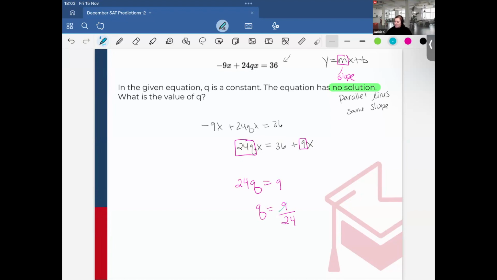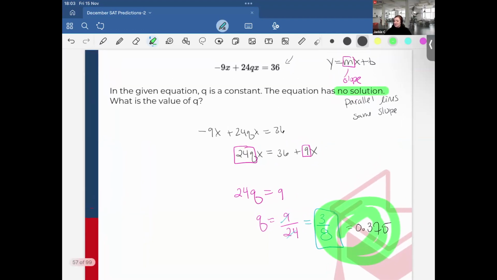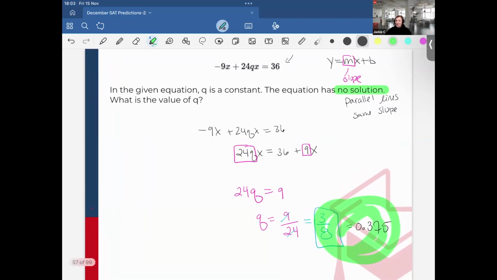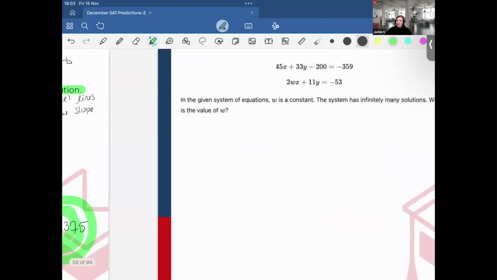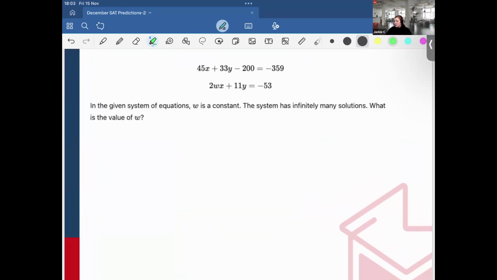Remember to always put the most simplified version on your answer key. So 3/8. An alternative would be 0.375. So both of these are acceptable answers. Okay, so make sure you know no solutions. This is tested on almost every single SAT exam. I think you might see it on the December SAT. Worth knowing. Okay, continuing our journey.